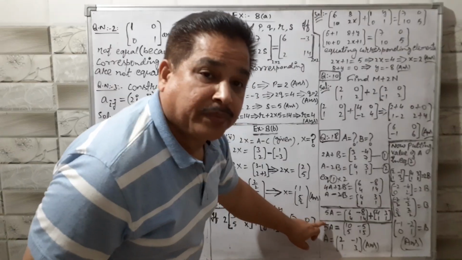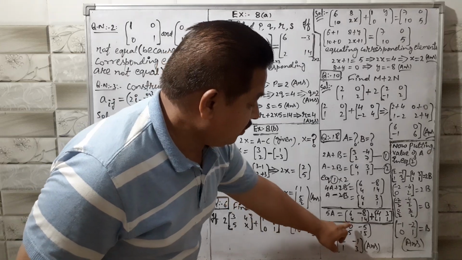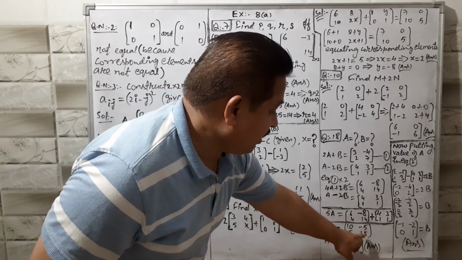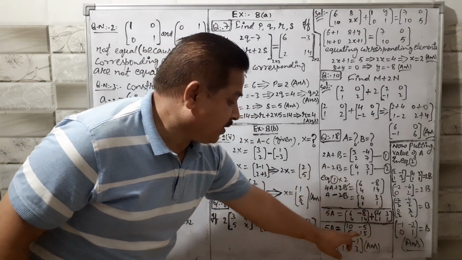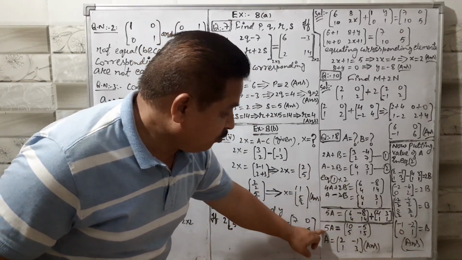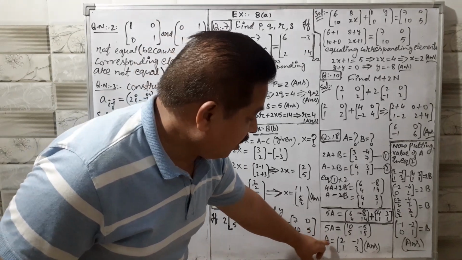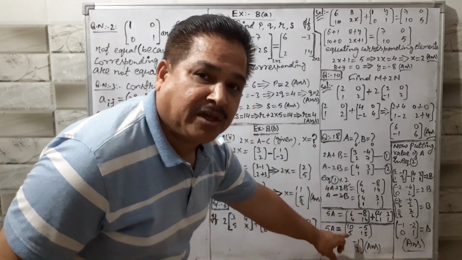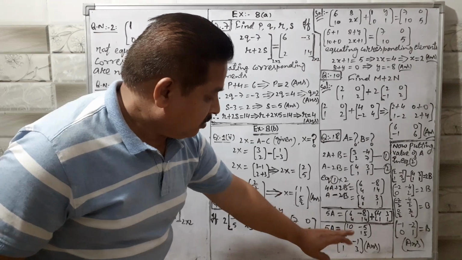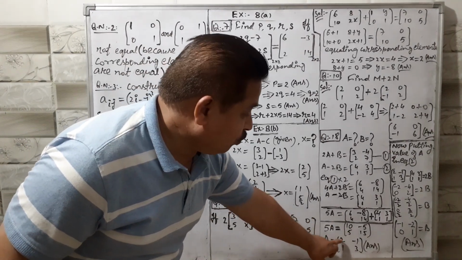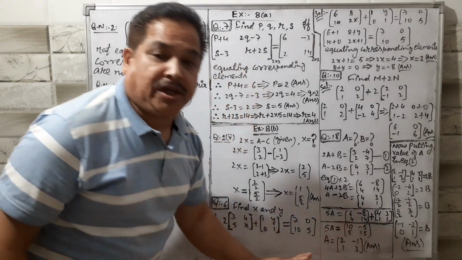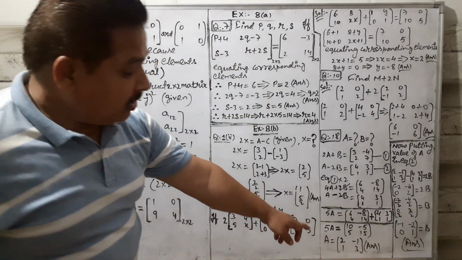So what will come? 5a equals 10, minus 5, 5, 15. After adding these 2 matrices, this will come. And this side is 5a. Remove this 5, taking this 5 under every element. There are 4 elements. So take this 5 under every element and the answer will come this: 2, minus 1, 1, 3. So this is the value of A.